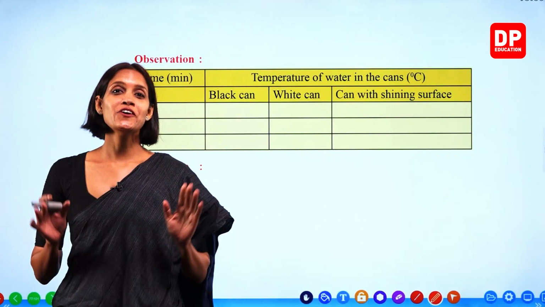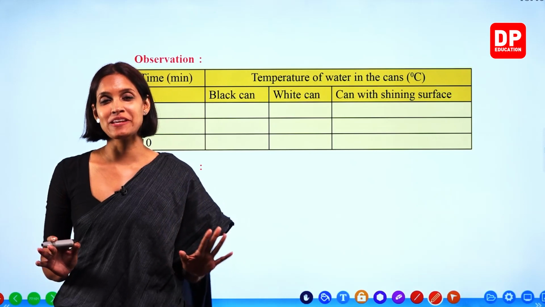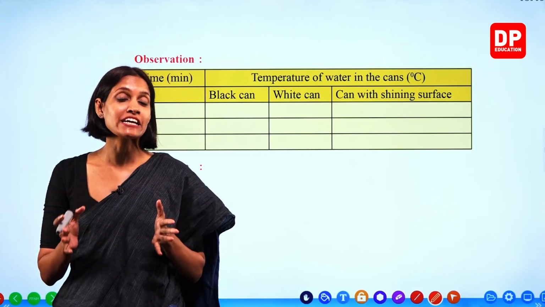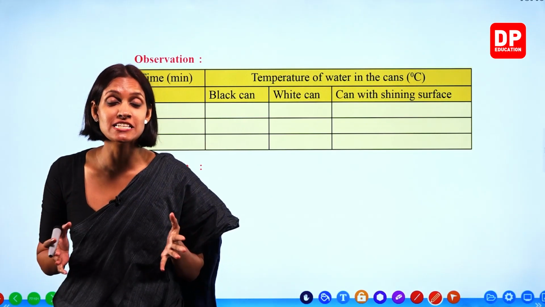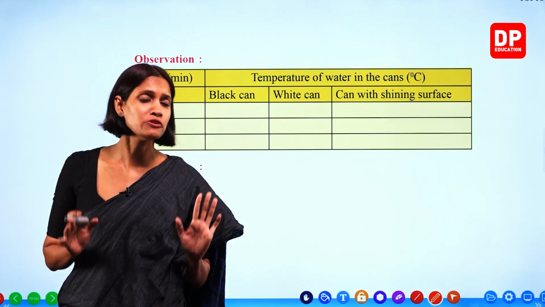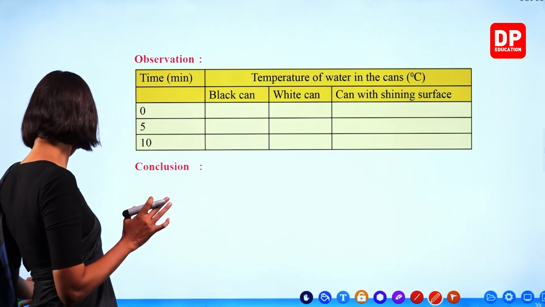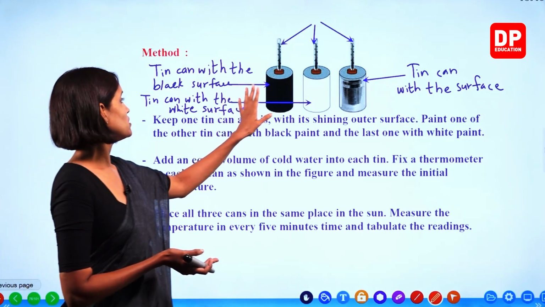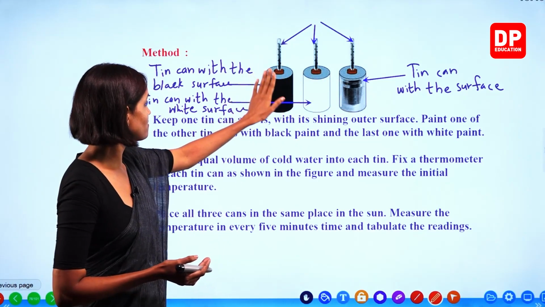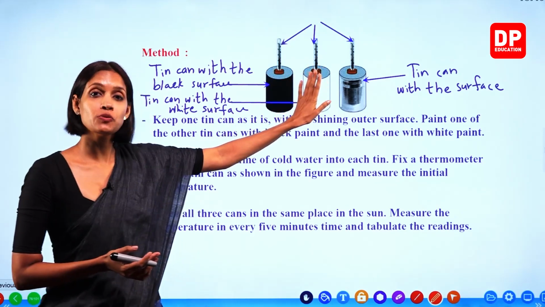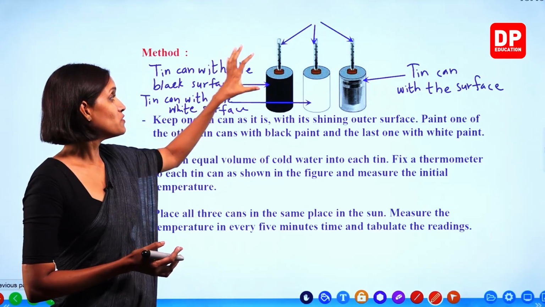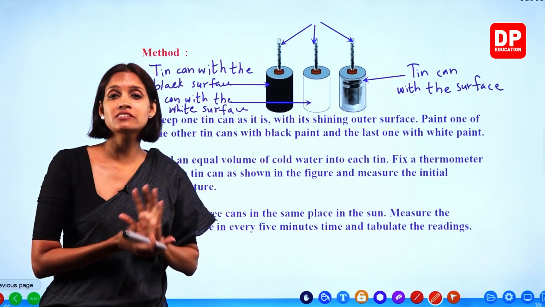Right, children? So you all observed what happened during the experiment. It was very clear that black color surfaces absorb radiated heat coming from the sun very fast. Do you remember what we did during the experiment? We took three similar tin cans. We colored one with black, the other one with white, and the other one we did not color. And then we measured the initial temperature of water.